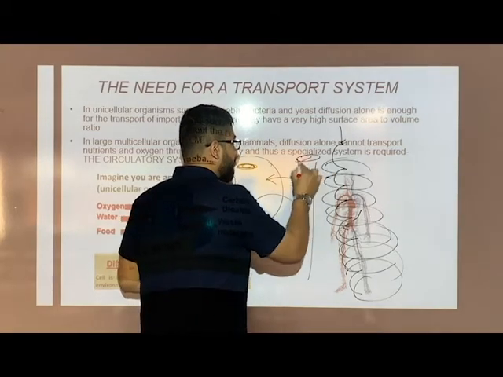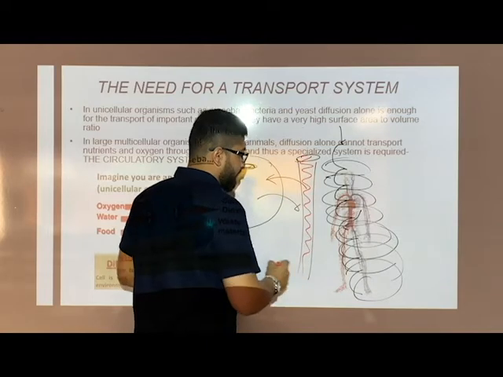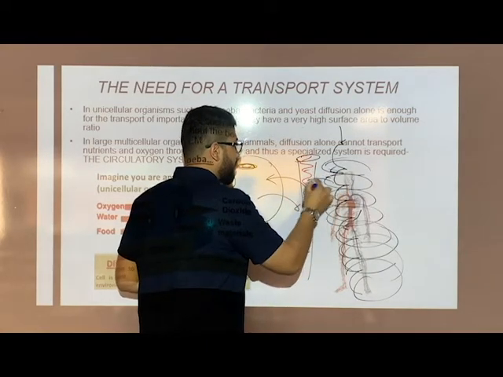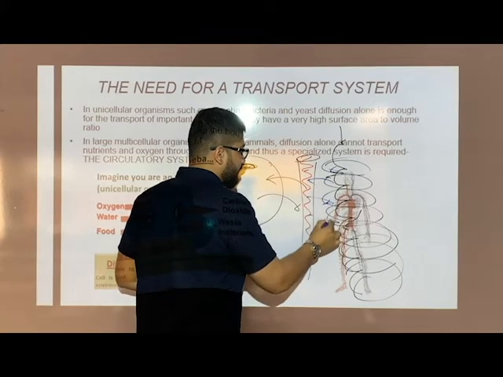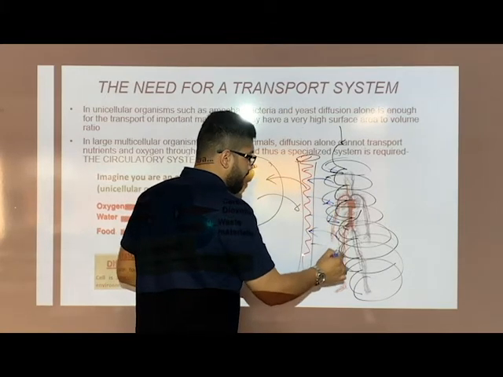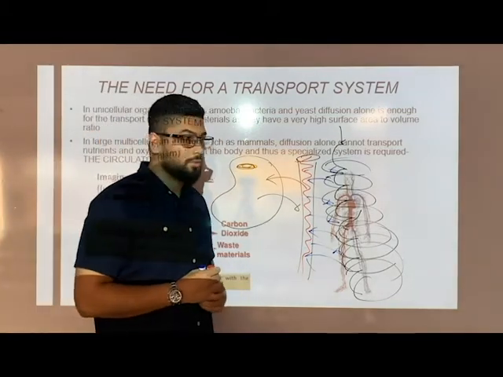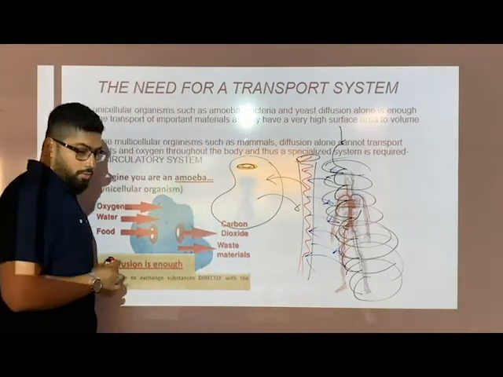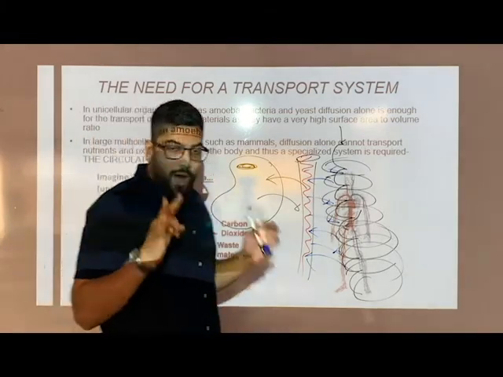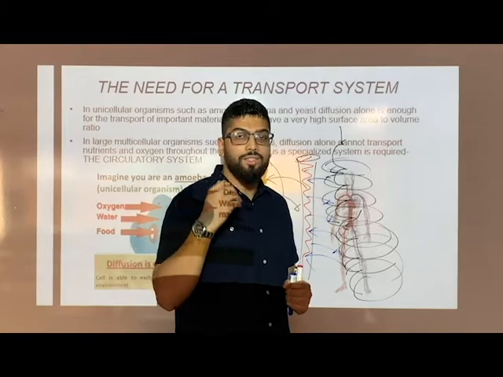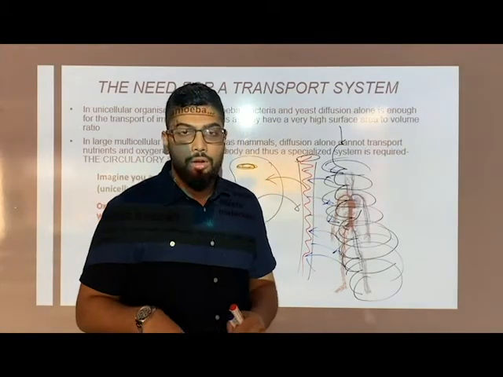Blood flows through these blood vessels, and as it flows through, substances diffuse out of it and into it from the surrounding cells, which is a very beautiful mechanism, right? So now you know why we have to study this and why it is important to have a circulatory system if you're a human being.